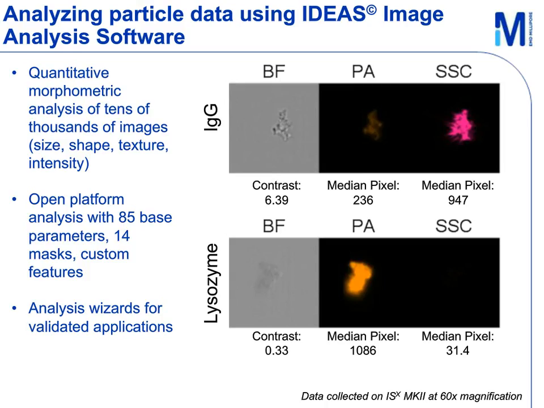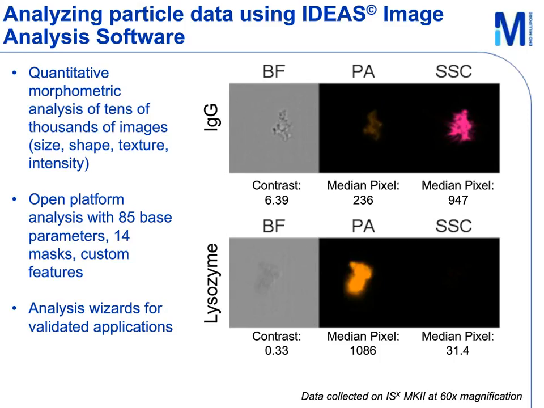IDEAS can then be used to quantitatively measure these differences using the relevant features, which in this case were contrast for the bright field channel, median pixel intensity for the Proteostat channel, and median pixel intensity for the side scatter channel. The values for these features are displayed below each channel and agree with the qualitative differences that we can see. So relative to the lysozyme particle, we can see that the IgG particle has about 20 times higher bright field contrast, about 5 times lower median pixel intensity in the Proteostat channel, and about 30 times higher side scatter median pixel intensity.